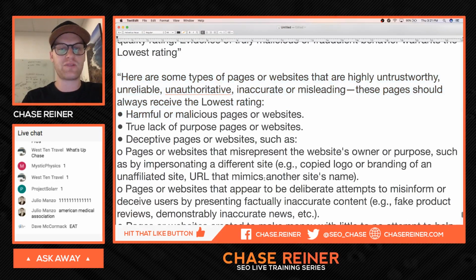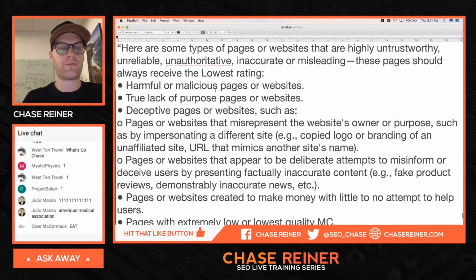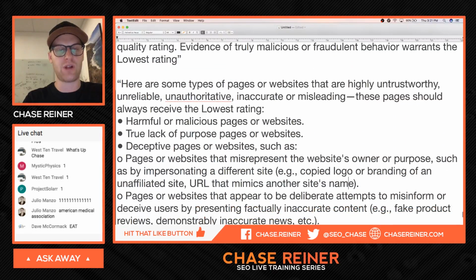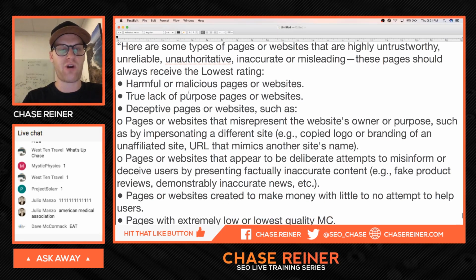So here are some types of pages or websites that are highly untrustworthy, unreliable, unauthoritative, inaccurate, or misleading. These pages should always receive the lowest rating. Harmful or malicious pages or websites. So we were just looking at low quality websites. This is the lowest. This is the absolute lowest quality pages. So harmful or malicious pages or websites, places where you're going to get viruses and stuff like that, malware.